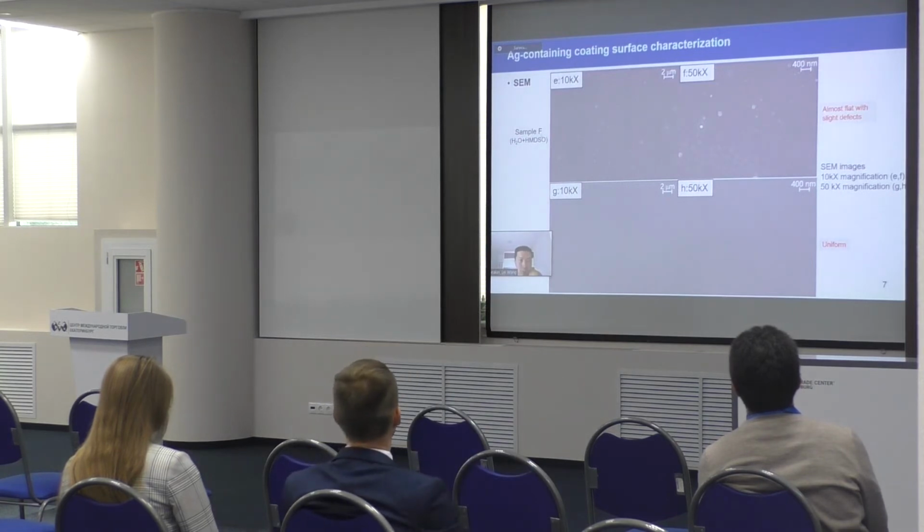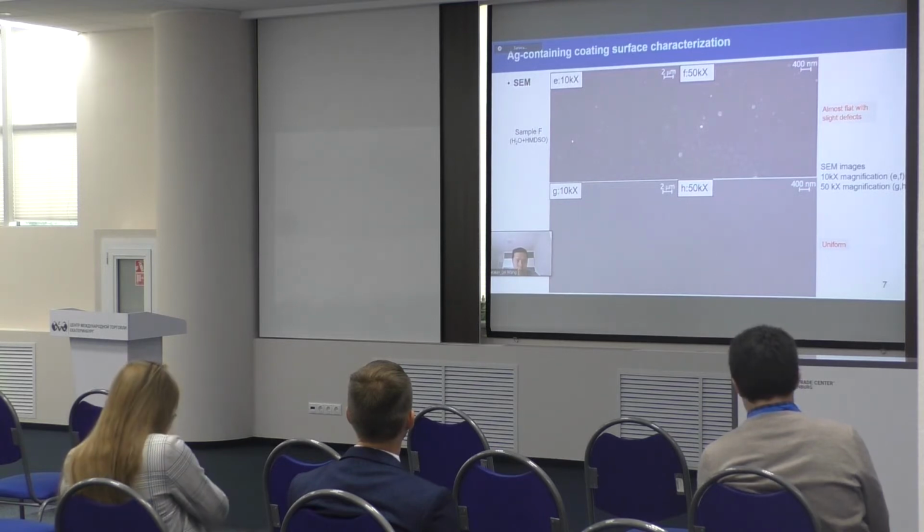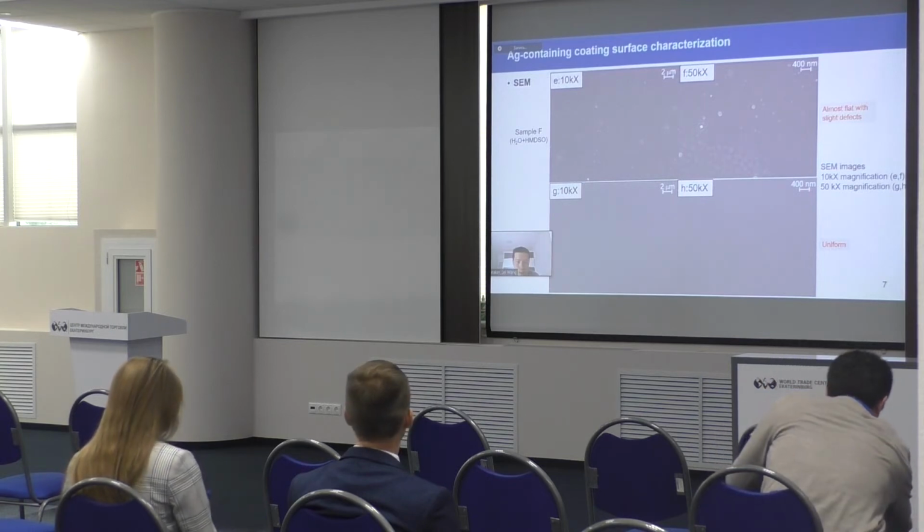Here we can see sample F in the pulsar mode, but with no silver nitrate in the coating. We only use water aerosols in the experiment, and we found that it's almost flat, but with slight defects. This is sample G, which is deposited with only HMDSO, so the coating surface is flat and uniform.